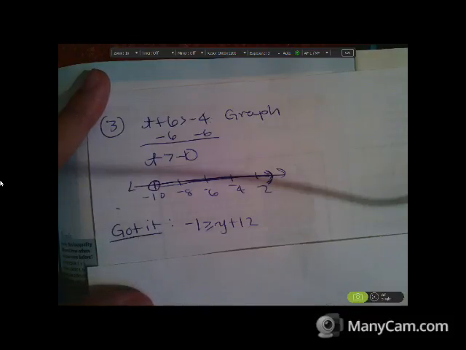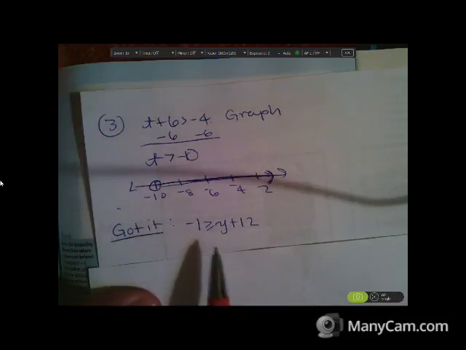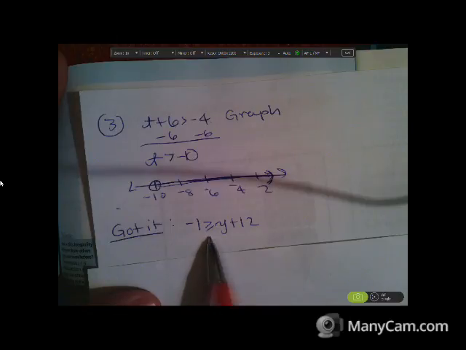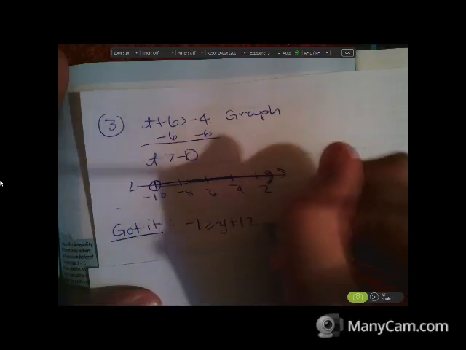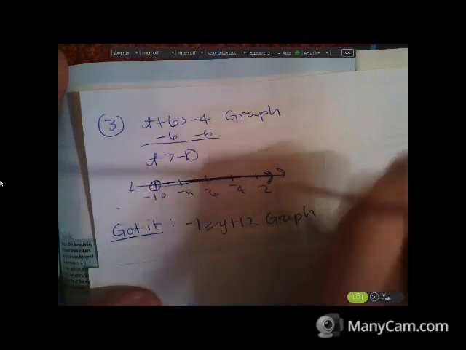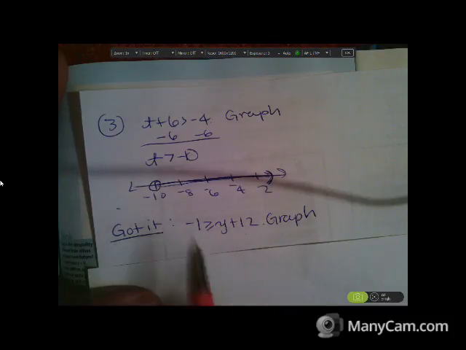Alright, so why don't you try the Got It? I want you to find the solutions to negative 1 is greater than or equal to y plus 12 and graph the solution. Now be careful, this is greater than or equal to. This is not strictly greater than.